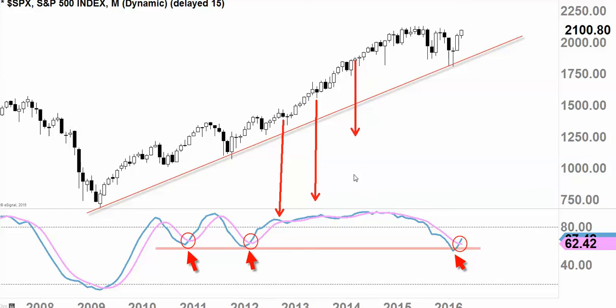You shorted there, you shorted there, you shorted here, you shorted here. Didn't work. For years, it continued higher. You need substantiation from the price action, right?